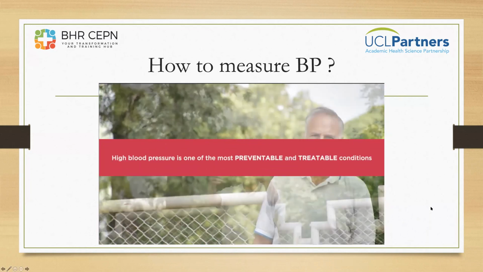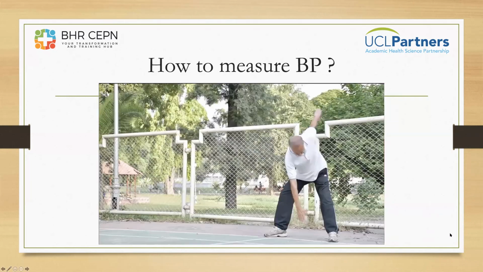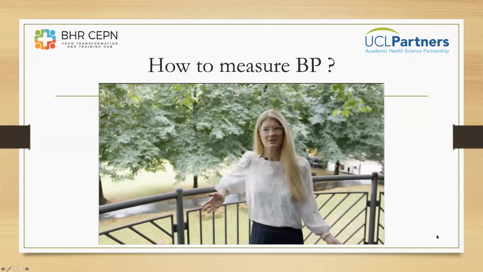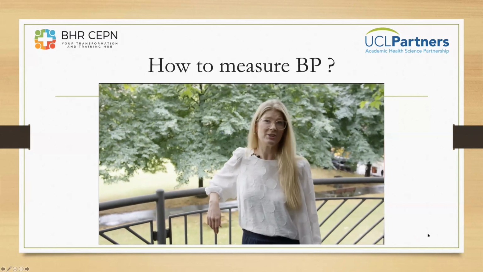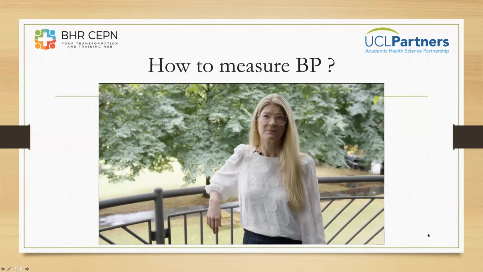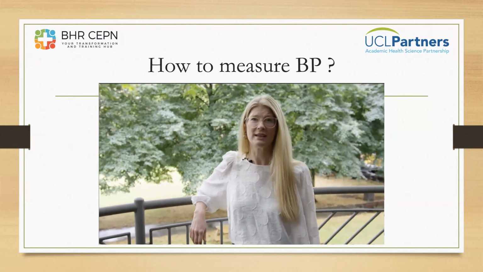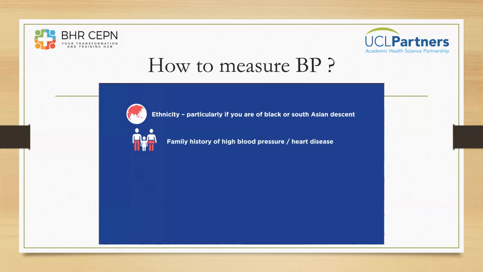But the good news is that high blood pressure is usually preventable, which is why knowing your numbers is the most important first step you can take for your health. So what causes high blood pressure? Well, for some people, it may be the result of a condition such as kidney disease. However, for most people, about 9 out of 10, it doesn't have one particular cause. It may be a combination of factors, such as your ethnicity, your family history, your genes, and particularly if you're of Black or South Asian descent.